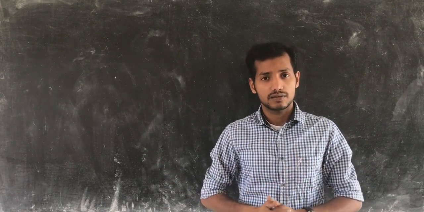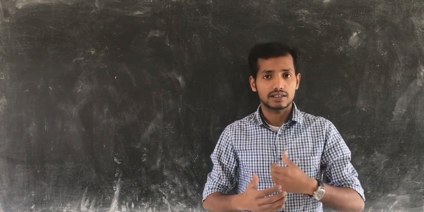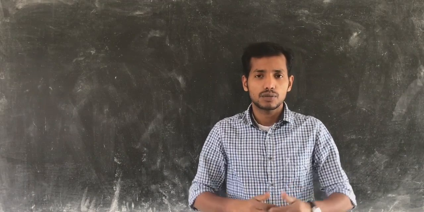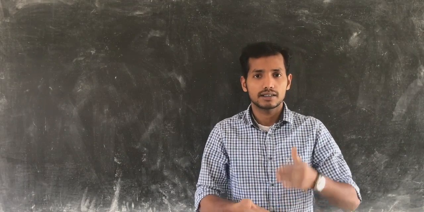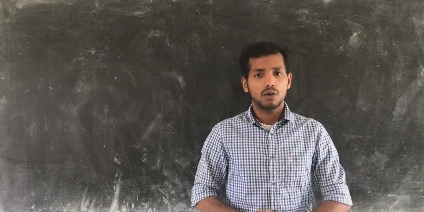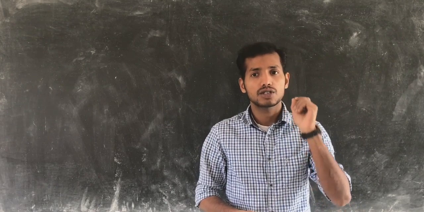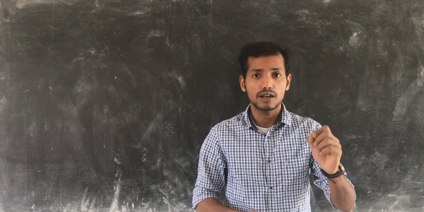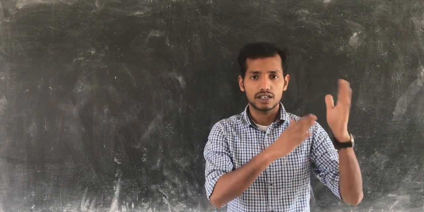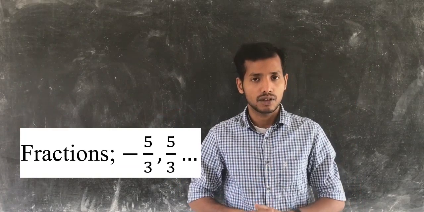After integers, next we learn fractions. What are fractions? For example, you are provided with a cake divided into 4 equal parts. If you take one piece among those 4 equal parts, how much did you get? That means 1 by 4th. Numbers like minus 5 by 3, 5 by 3, etc. are called fractions.